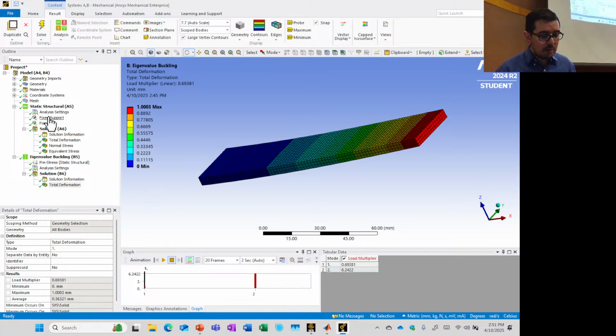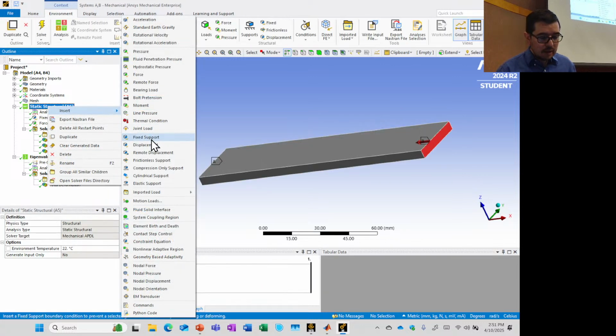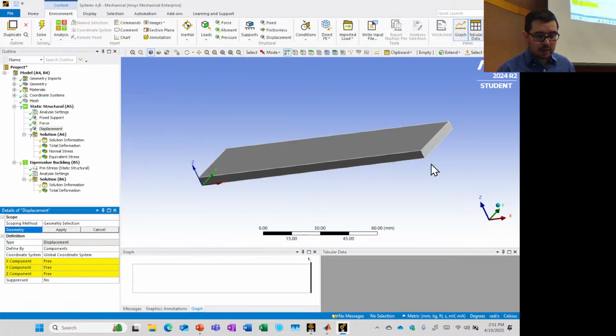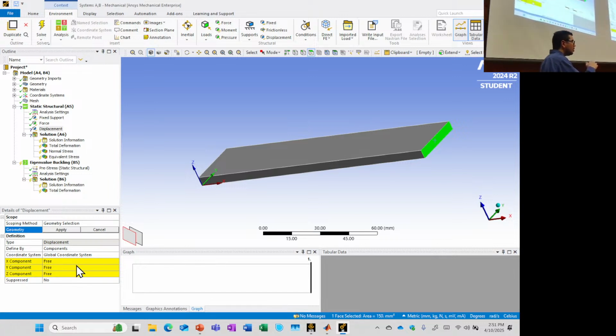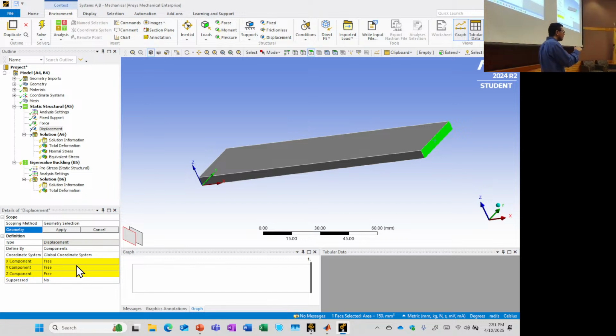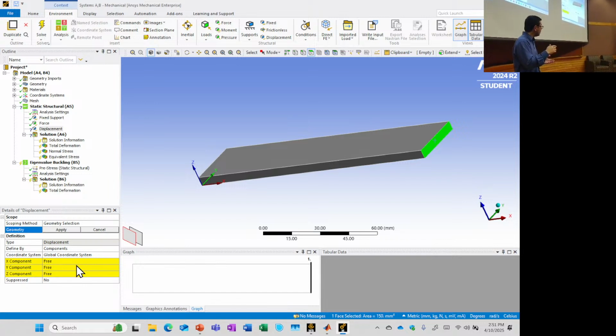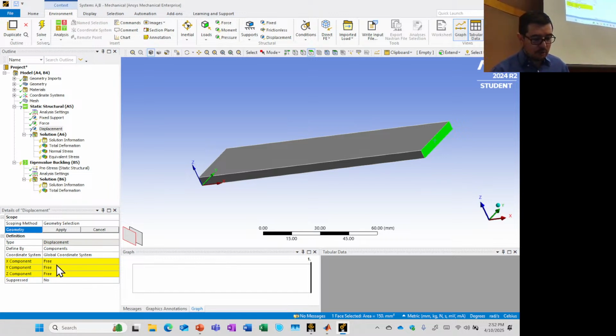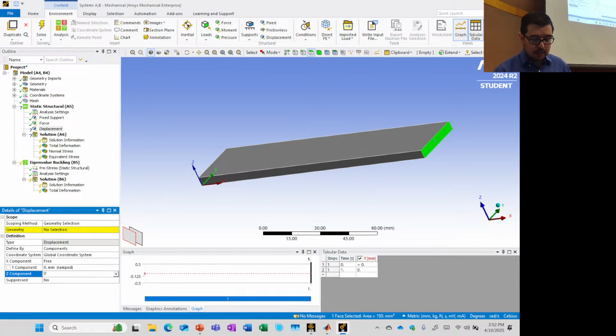So to do that, I'm going to add a displacement constraint to this face. Let's see, which one? This one, this face. Okay, and which directions do I need to constrain in terms of displacement? Yes, Olivia? Yeah, Z and Y. Good. So X is still free, but we're going to say that there's 0 displacement in the Y and the Z.